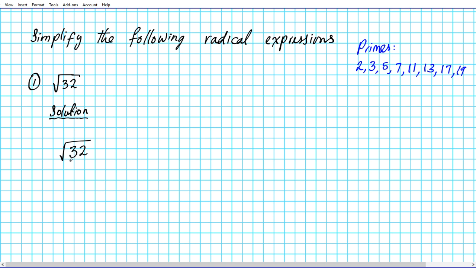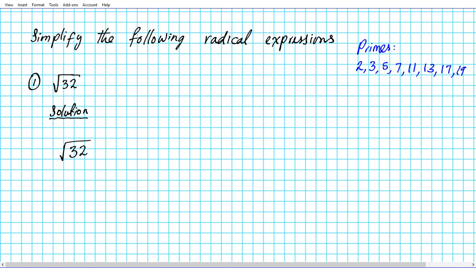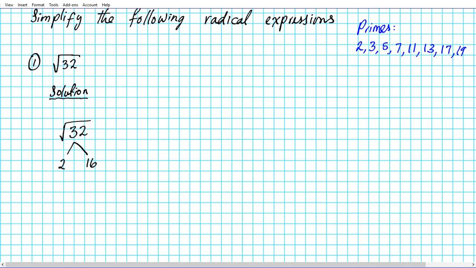Now, when you're doing prime factor decomposition, you just take a look at your list of primes and ask yourself, what is the smallest prime that goes into the number that we have here, and then you can decompose it in ascending order. Okay, so since 32 is even, we know that 2 goes into every even number, so 2 goes into 32 16 times, and then we can decompose 16 further since it's composite.